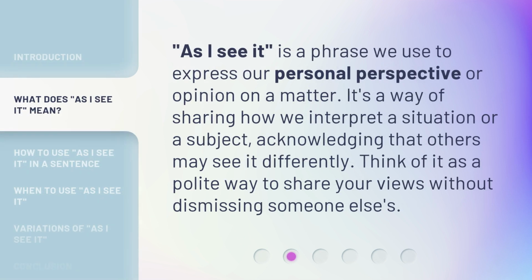As I see it is a phrase we use to express our personal perspective or opinion on a matter. It's a way of sharing how we interpret a situation or a subject, acknowledging that others may see it differently. Think of it as a polite way to share your views without dismissing someone else's.